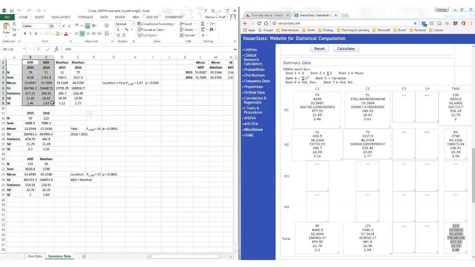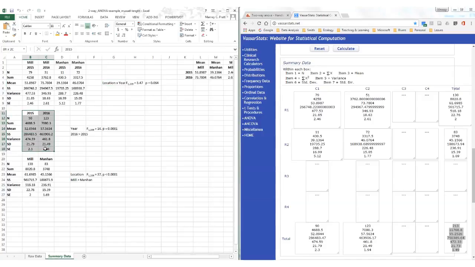I've got the Mill River in these two columns, and the Manhan River in these two columns. And then I've got the pooled data for the years and the pooled data for the location. So these 4 cells, the 2 by 2, is what's called your interaction. So that's your location by year interaction. So you've got each combination of those two factors, location and year.